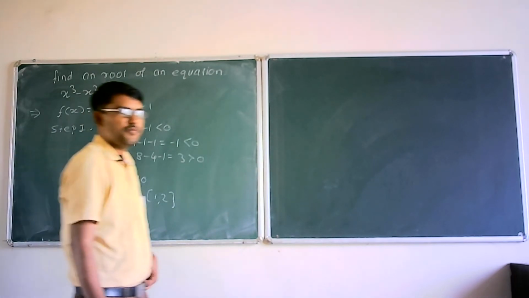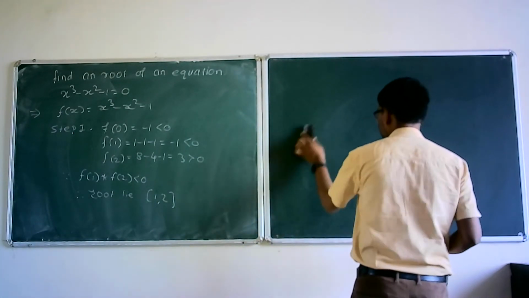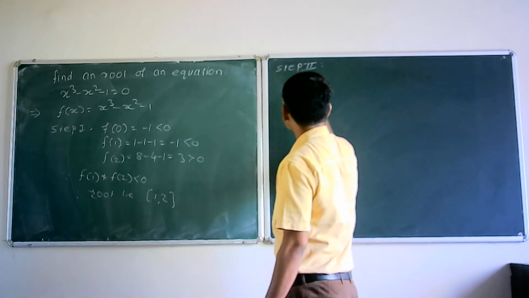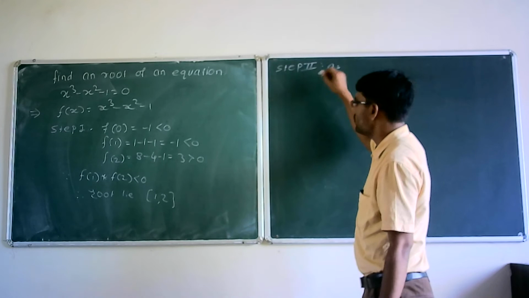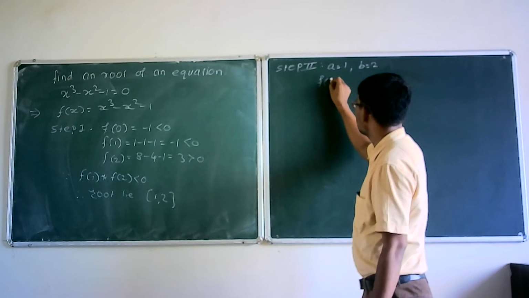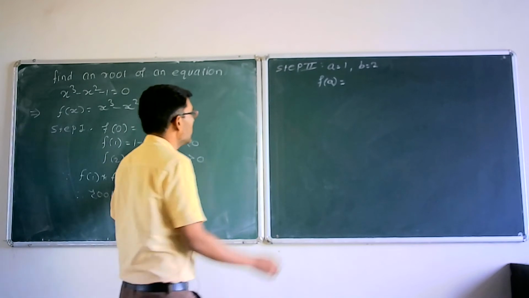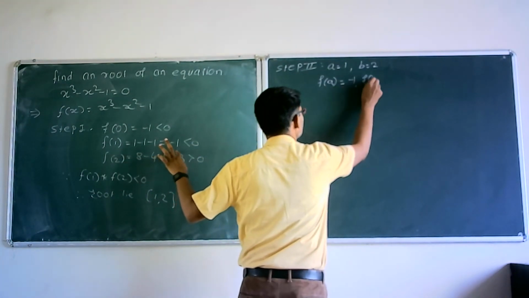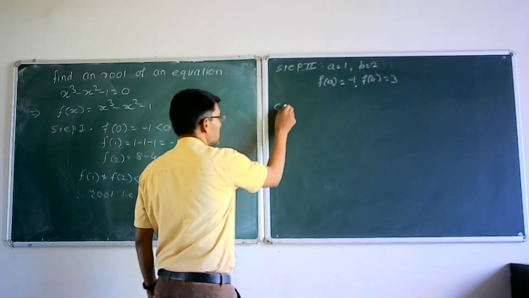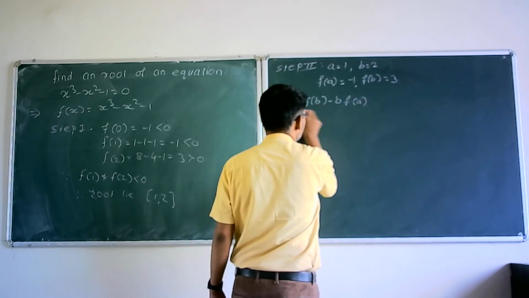Once you identify the interval where your root belongs, our next step is to apply the regula falsi formula. Here a = 1 and b = 2. We have already obtained f(a) = f(1) = −1 and f(b) = 3. So what is the value of c? c = (a·f(b) − b·f(a)) / (f(b) − f(a)).